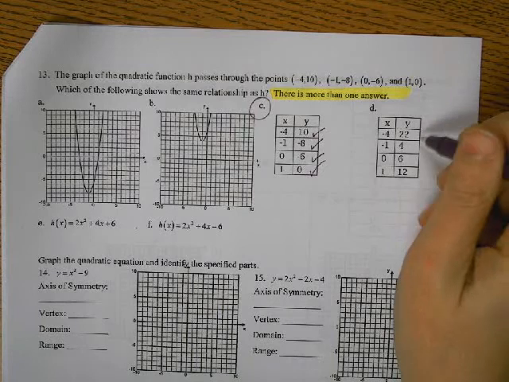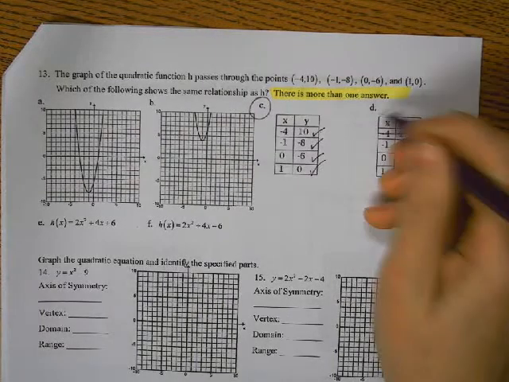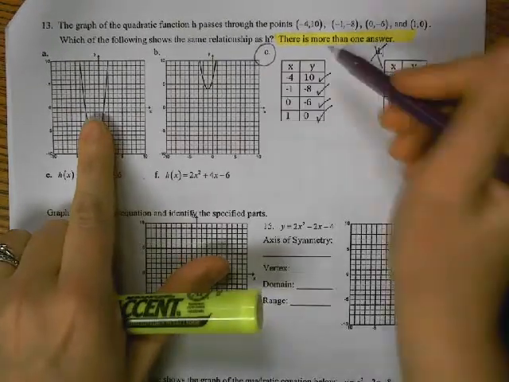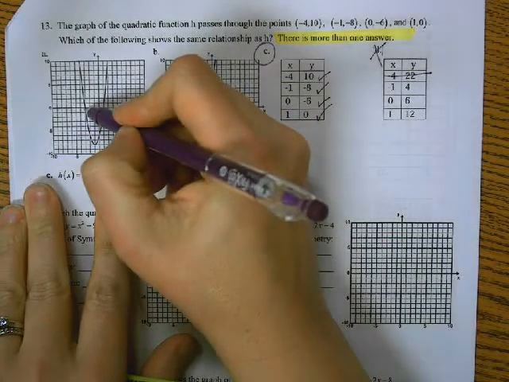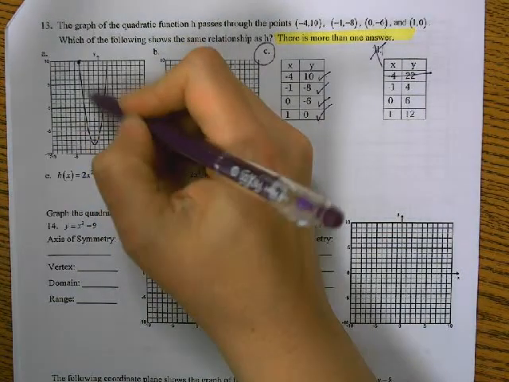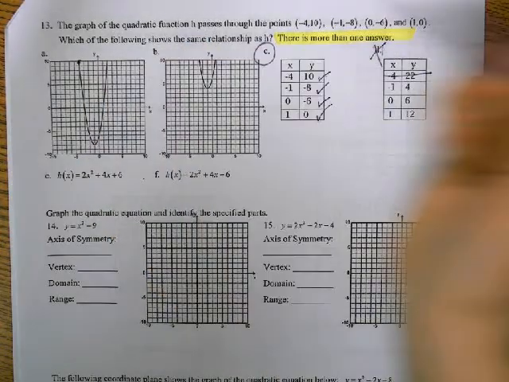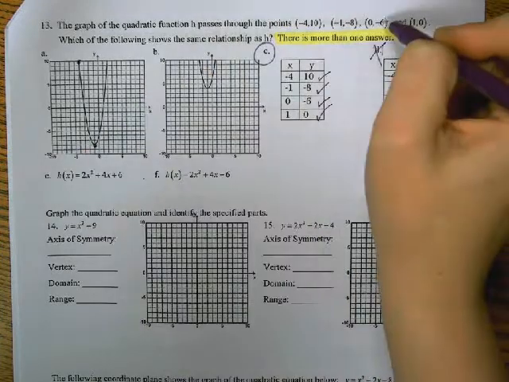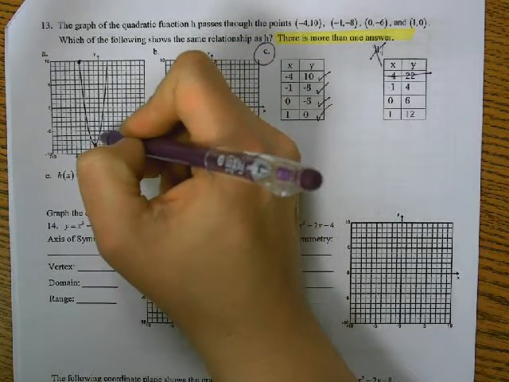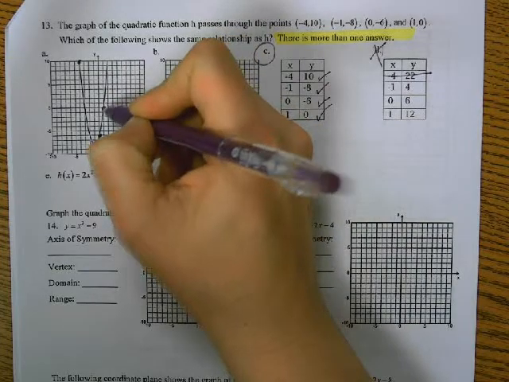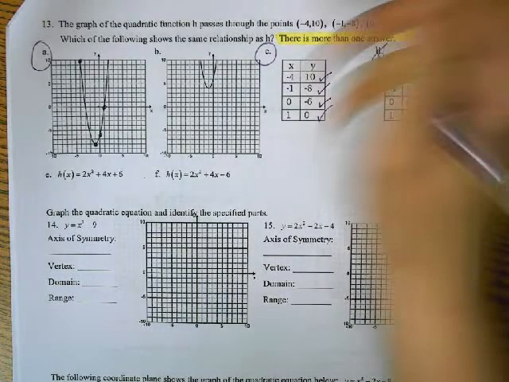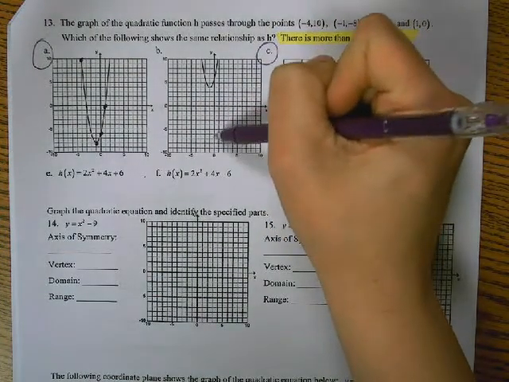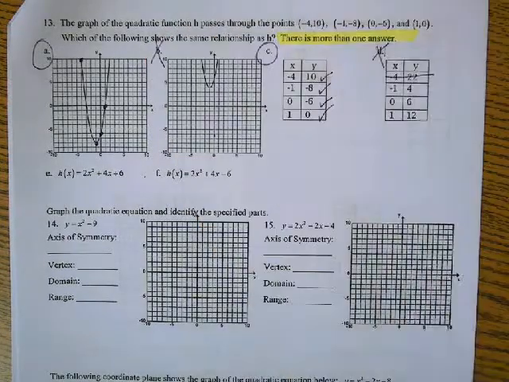Let's check this table. (-4, 22). No. So it's not D. Alright, the next easiest thing to check is the graph. So let's see, (-4, 10). 1, 2, 3, 4, 10. (-1, -8). Yep. (0, -6). Yep. (1, 0). Yep. So A works. B does not, because I don't have any (0, -6) for sure, right? (0, -6) is not on there, so it's not B.